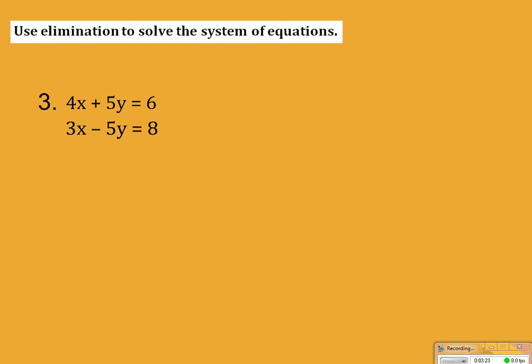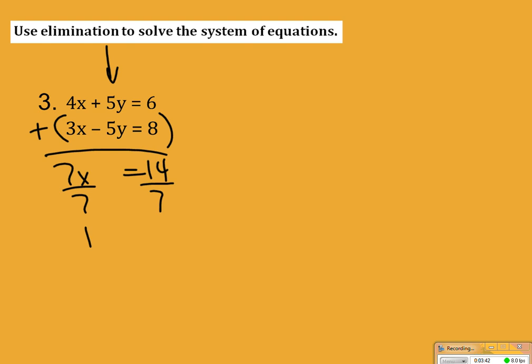So here, right away, I'm noticing that I've got +5y and -5y. That's what I want. So I'm going to add these two things together. Because watch what will happen. 4x and 3x is 7x. 5y plus a -5y is 0. 6 plus 8 is going to be 14. So when I solve that, x is going to be 2.